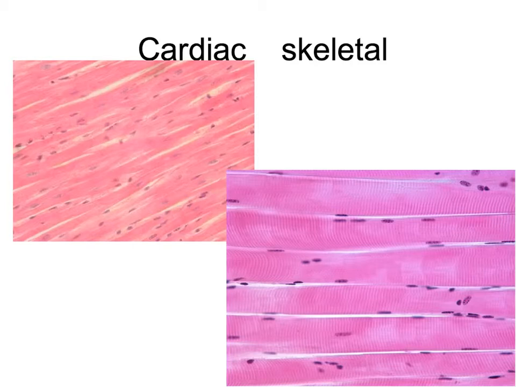Now remember that skeletal is under voluntary control, cardiac is involuntary. Both have striations. Skeletal makes up the muscles of our body, and cardiac makes up the muscles of the heart.